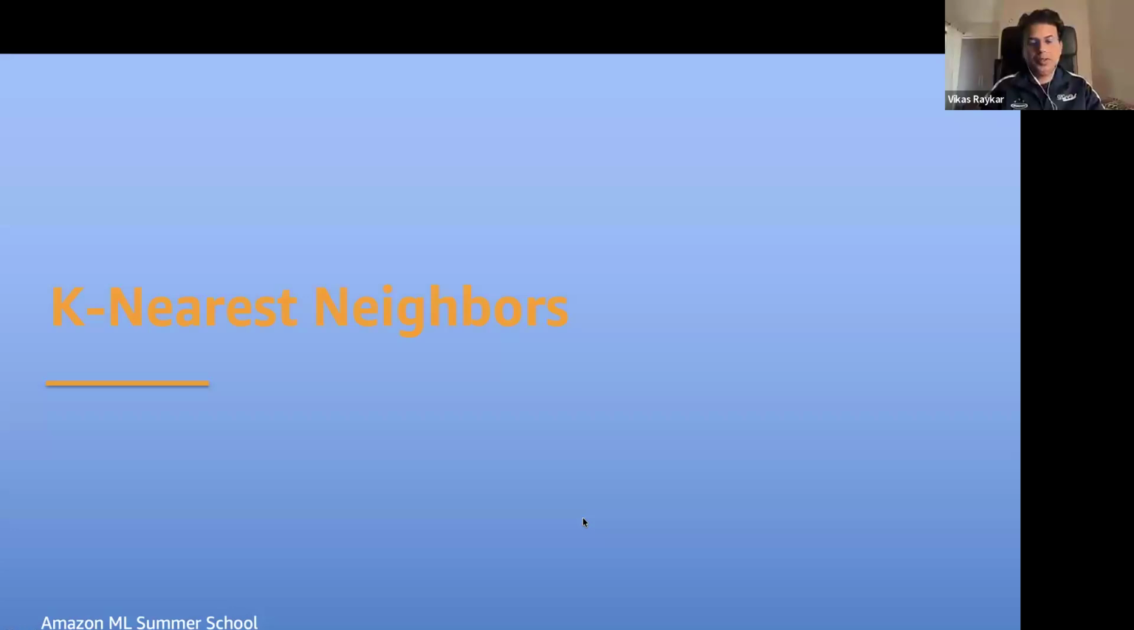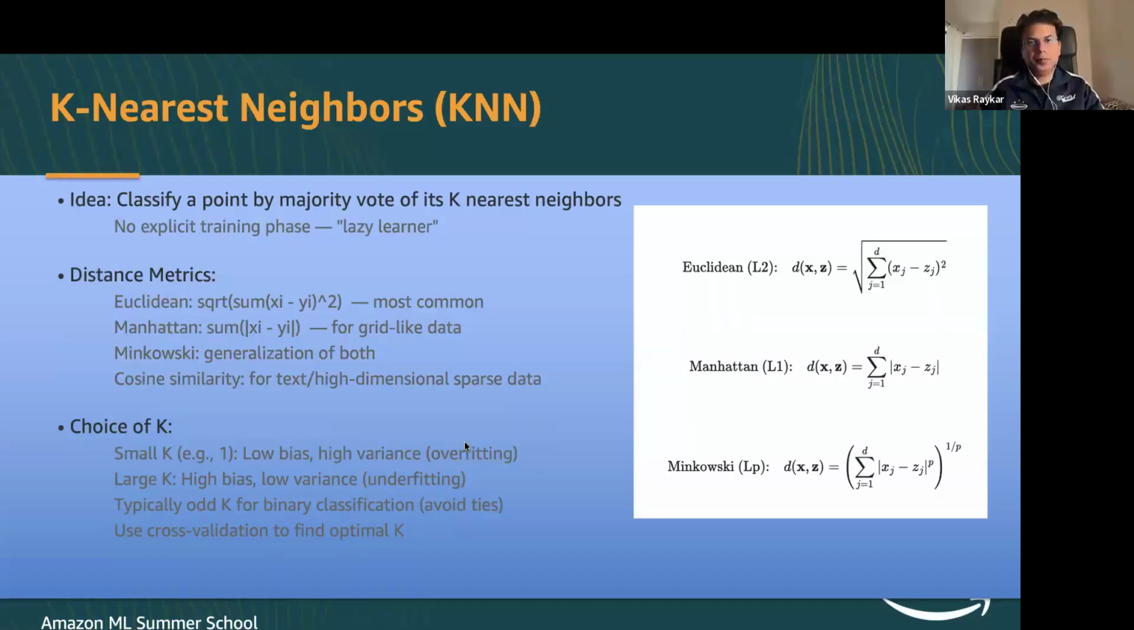The next simple baseline classifier is the k-nearest neighbor, which, while simple, is one of the most powerful baselines that we can try for any problem. The idea is pretty simple. We classify a point by majority vote of its k nearest neighbors. Let's say I have a training data set of a million points, where each one is a point in a d-dimensional space. For any new point I want to classify, I'm going to find its k nearest neighbors.